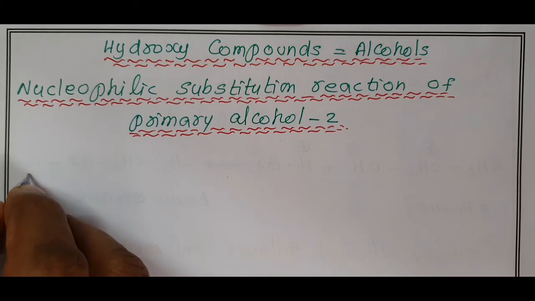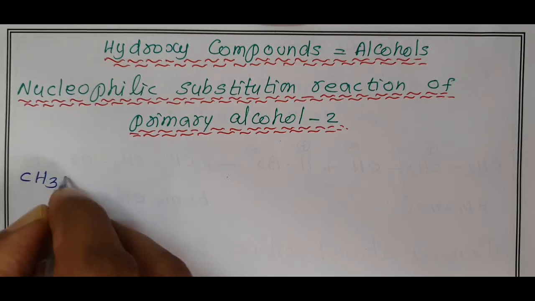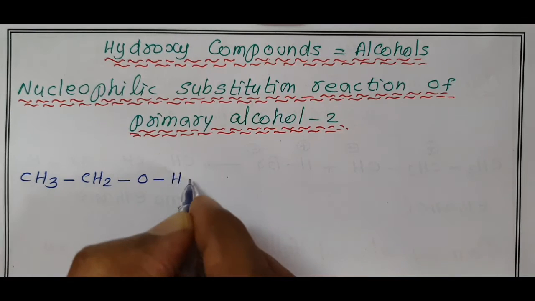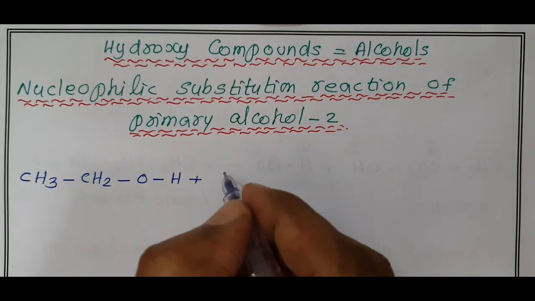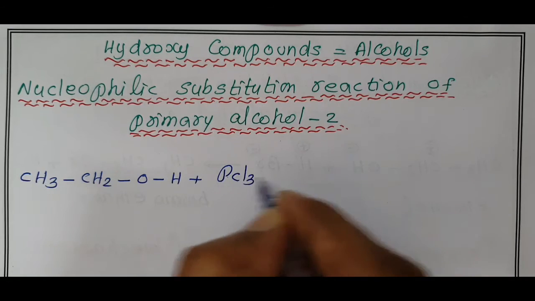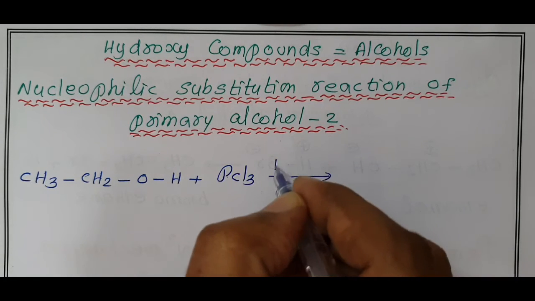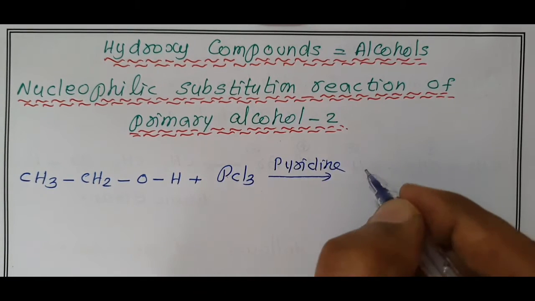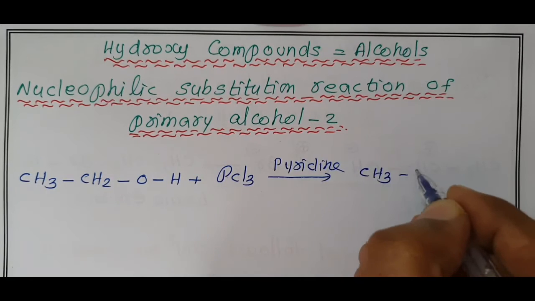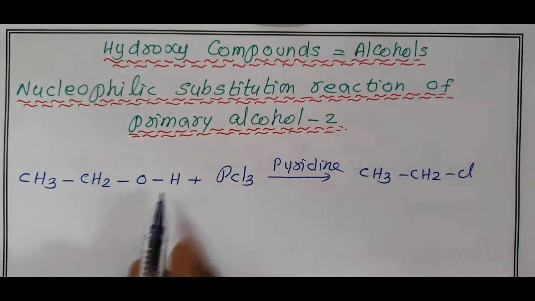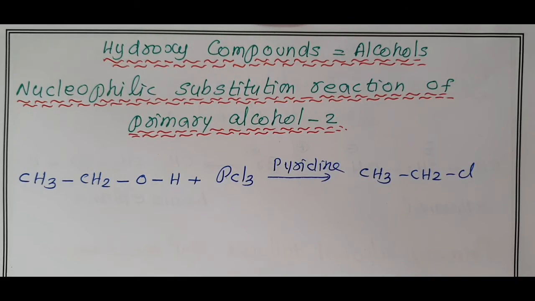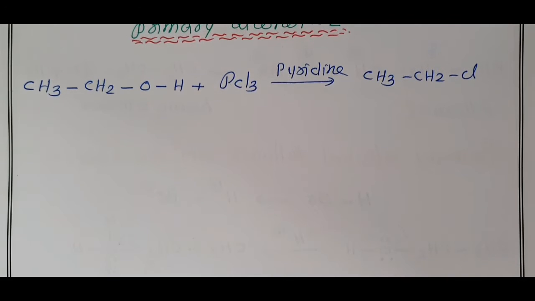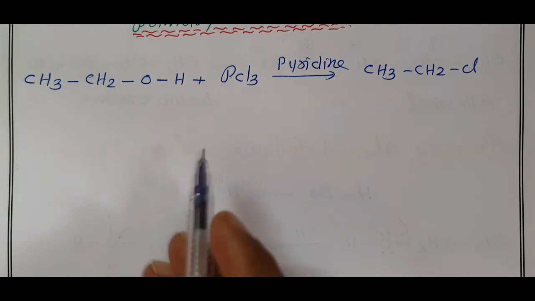Now we take the example of primary alcohol CH3CH2OH. Functional groups undergo chemical reactions, we know. When treated with phosphorus trichloride in the presence of a base called pyridine, it gives CH3CH2Cl. The OH minus ion is replaced by Cl minus ion. Actually, how does the reaction take place? It follows an SN2 reaction.